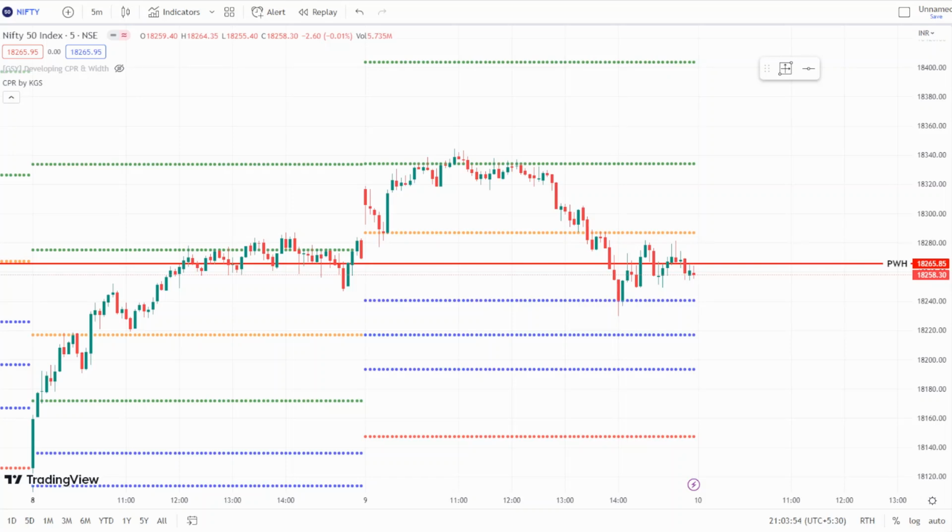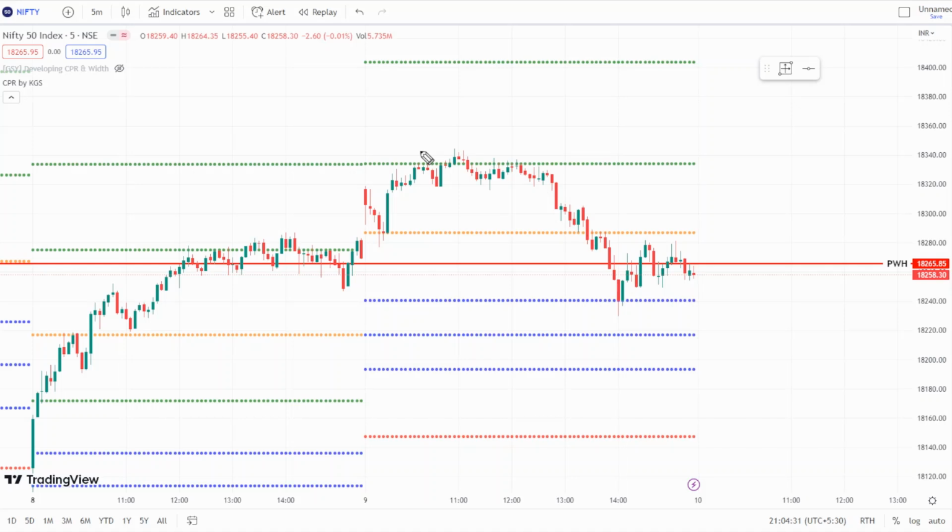Let's check out what Nifty and Bank Nifty had in store for today's trading session and what will be tomorrow's trade setup for Nifty and Bank Nifty. So friends, this is the 5 minute Nifty 50 chart in front of you, and today as you can see the first candle opened between the daily R1 and the CPR. So as per the first logic, if it does not break the R1, it has to come to the CPR, and you can see we got this trade here.